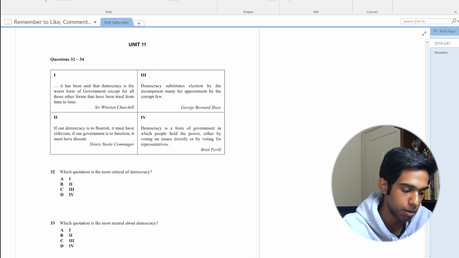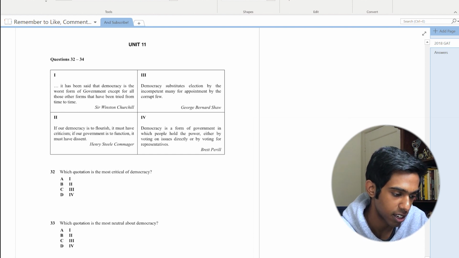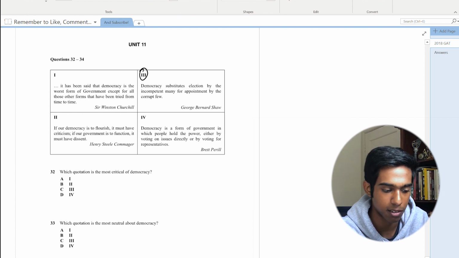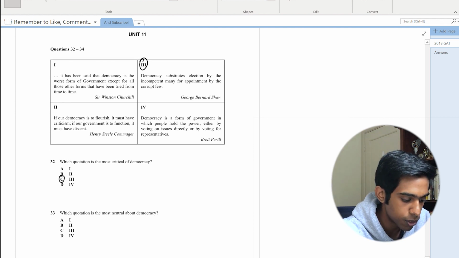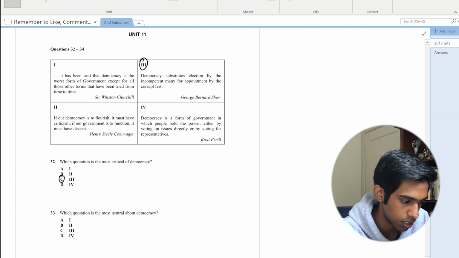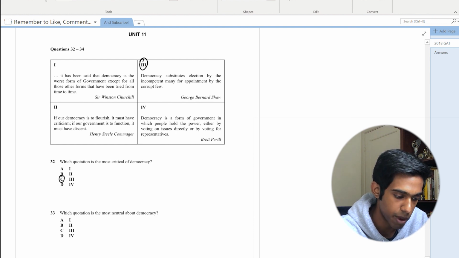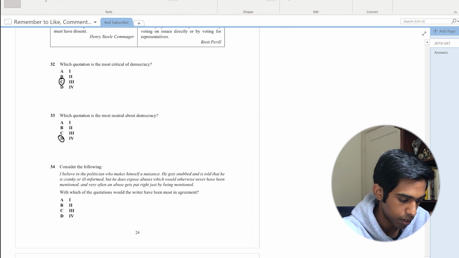So critical probably means, in this context, most ill speaking of democracy. So that would definitely be 3 because it says basically that democracy is corrupted. Which quotation is the most neutral about democracy? I'd say that this is going to be 4 because it doesn't necessarily say anything good or bad about democracy, it just says what it is. So that's D.